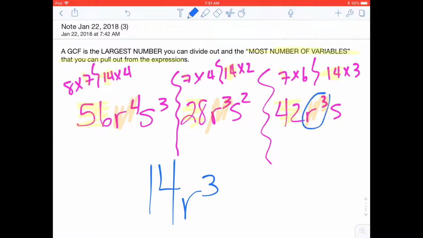I can't take more than 3 away from here. I can't take more than 3 away from here. So you look at how many you can take out from each one of the sets of R's. The most I can take out is 3.